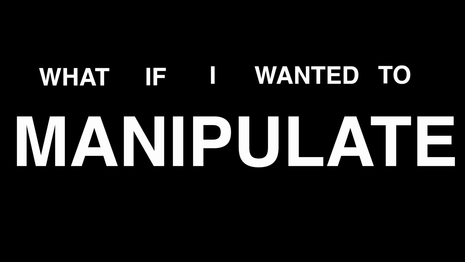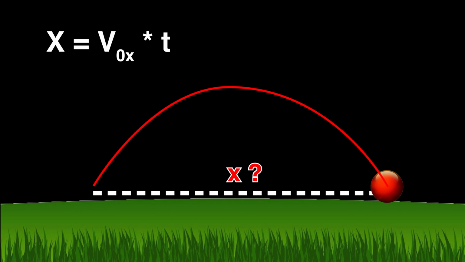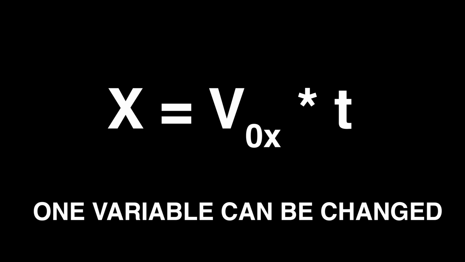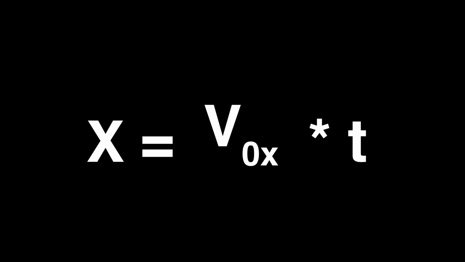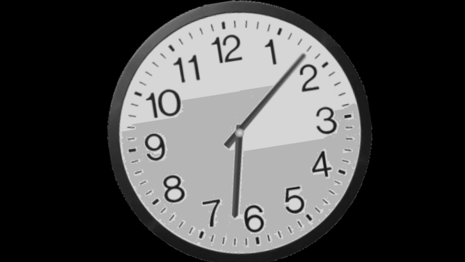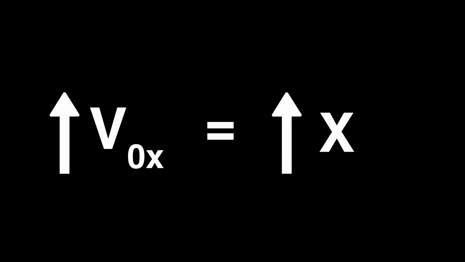What if I wanted to manipulate its path? Say I want the ball to travel further or reach a higher point. What should I do? Let's go back to our equations. We have an equation telling us the ball's horizontal position at any time. So if I'd like to know what would make the ball go further, I'd look at this. There's only one variable that can be changed to increase our range, and that is our initial horizontal velocity. Unless you know a way to control time, please, I'd love to know. Larger initial horizontal velocity means greater range.